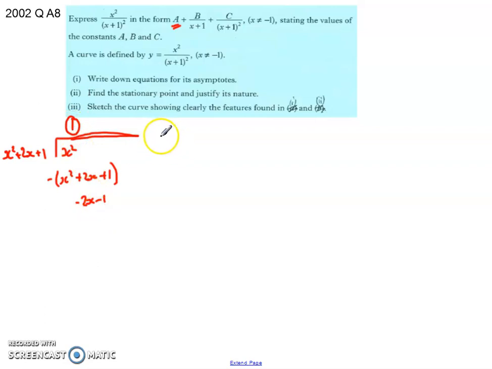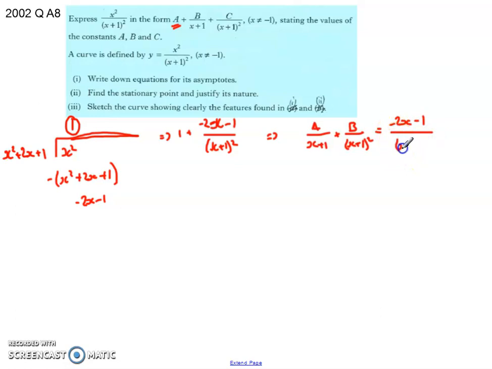So what that now gives me is I've then got 1 plus negative 2x minus 1 over x plus 1 squared. So what I now have to do is write this in terms of partial fractions. So looking at the denominator in the format of that one, what that tells me is I've got to write it as a over x plus 1 plus b over x plus 1 squared. And I know I'm going to set that equal to negative 2x minus 1 over the x plus 1 squared.